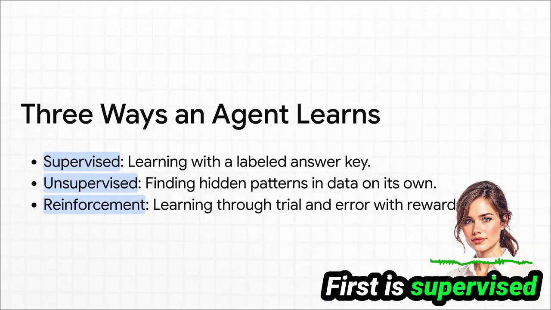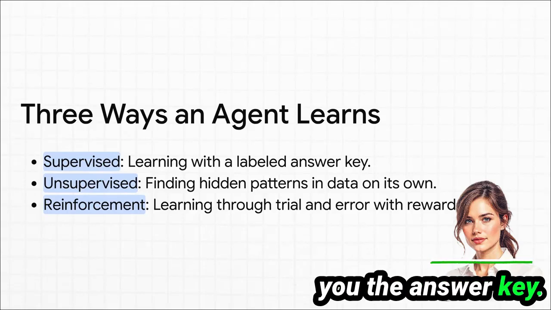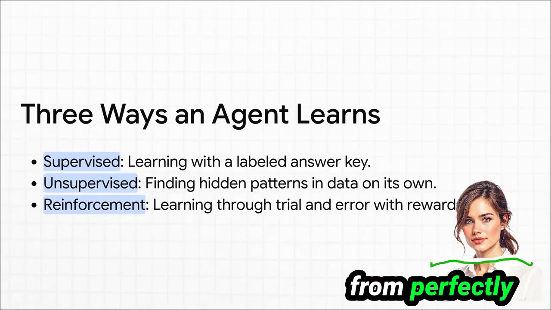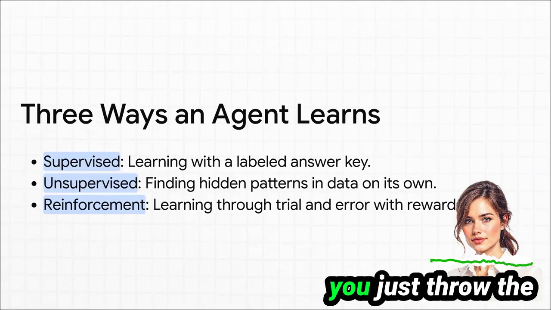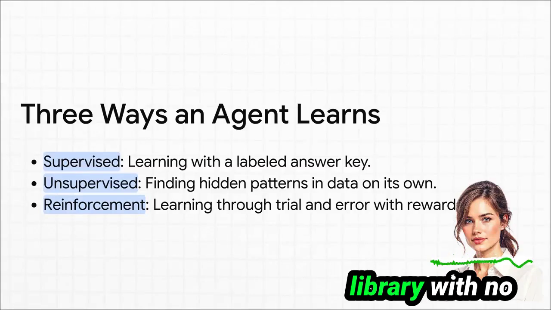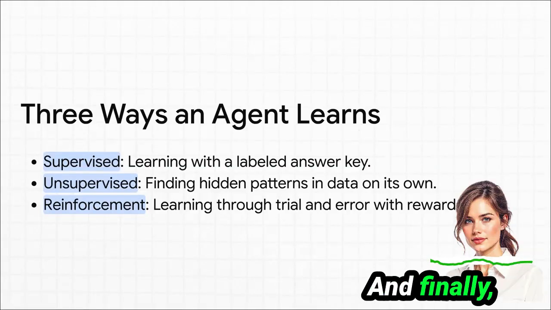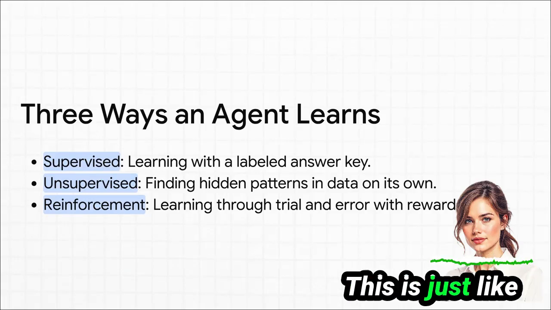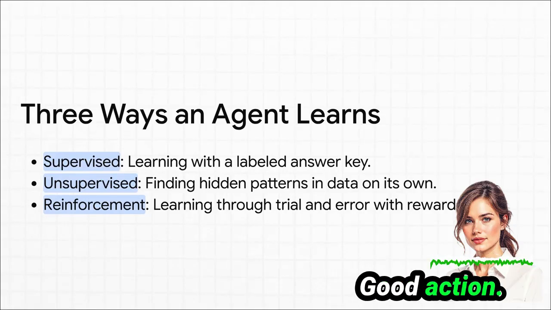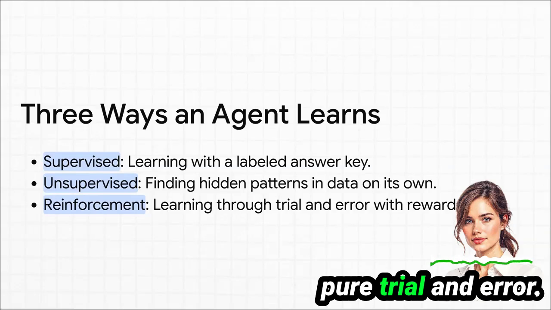First is supervised learning. That's like studying for a test with a teacher who gives you the answer key. The AI learns from perfectly labeled examples. Then you've got unsupervised learning, where you just throw the AI into a massive library with no instructions and say, go find the patterns. And finally, maybe most powerfully, there's reinforcement learning. This is just like training a puppy. Good action, you get a reward. Bad action, no reward. The agent learns what works through pure trial and error.